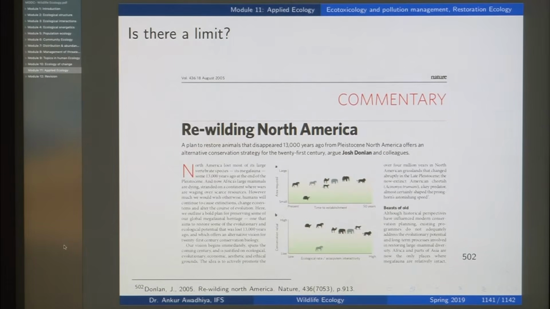But then whenever we are talking about restoration, we have to be prudent, it should not be taken to extreme situations. So, that is all we wanted to discuss in this particular course.